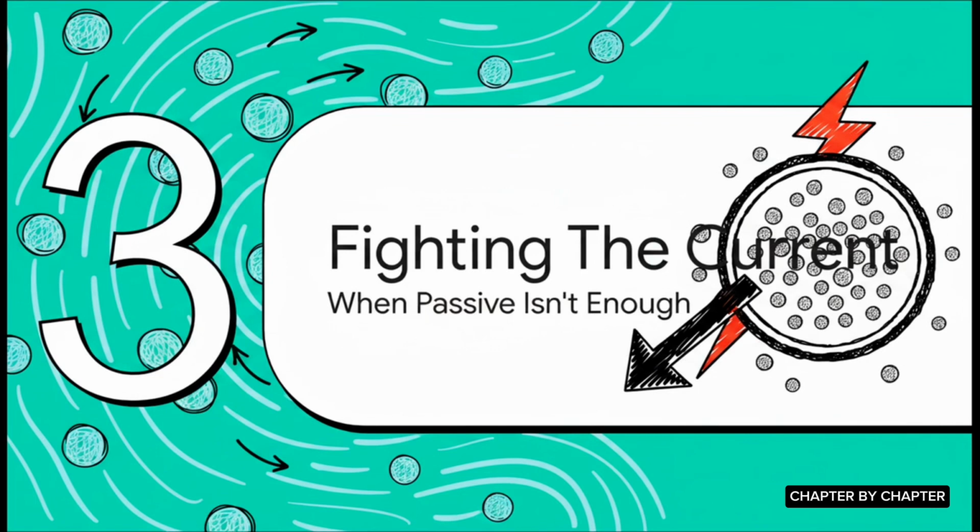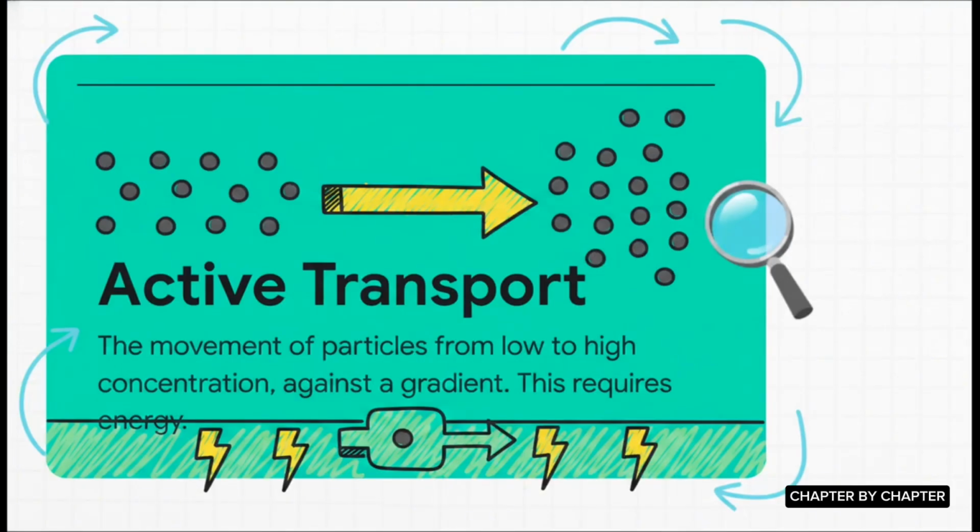So going with the flow is great. It's easy, it's efficient. But what happens when a cell needs something that's already more crowded inside than it is outside? What if it needs to swim against the current? For that job, cells have to use active transport. And this is the complete opposite of diffusion. This is a process that literally forces molecules to move against their natural flow, from a place of low concentration to high concentration. It is just like pushing a huge boulder up a hill, and as you can imagine, it requires a ton of energy.